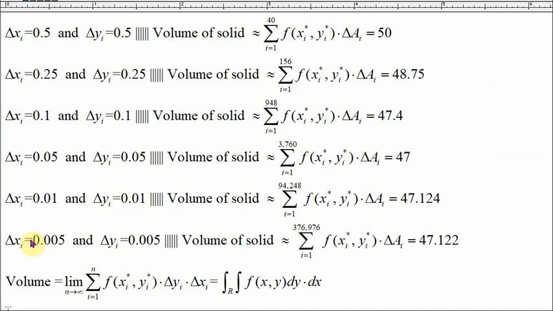And so here's the last calculation that I did for the sum of the volumes of the prisms when the length and the width of each rectangle is 0.005. We got the sum of volumes of prisms at 47.122. And now what we're going to do is let n, or the number of rectangles, go to infinity. And so this will be the sum of the volumes of the prisms with n running to infinity.